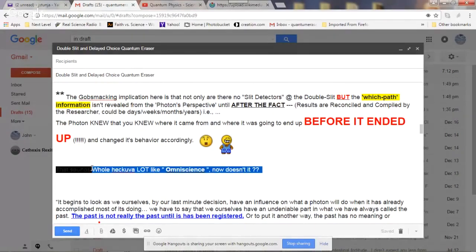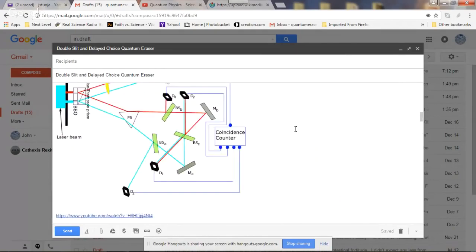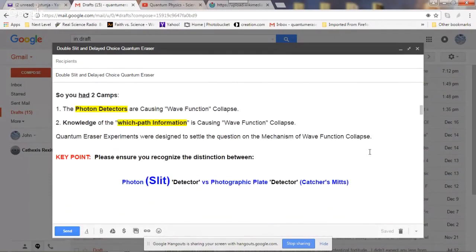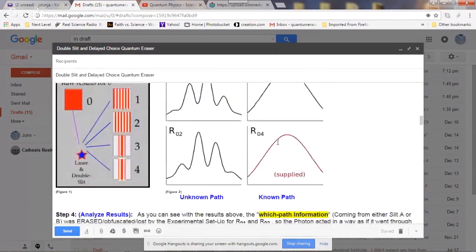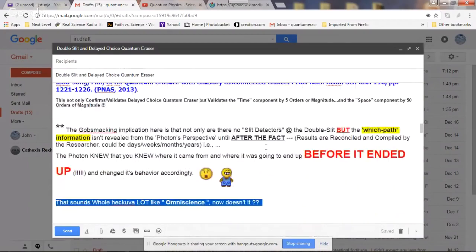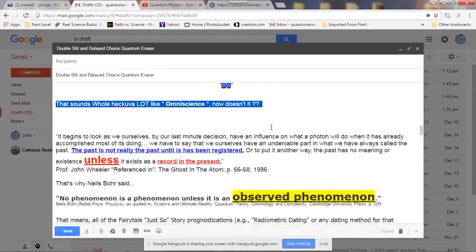So, what's that sound like? That sounds a whole heck of a lot like omniscience, doesn't it? A little bit. It sure does to me. That is the gobsmacking implication. See, it went one step further, not only reconciling our problem here, the photon to two camps, but it went one step further and said, you better start over because there's a problem in Shangri-La. Yeah, they're operating with the wrong premises. Mm-hmm. And that's why they can't make sense of this.